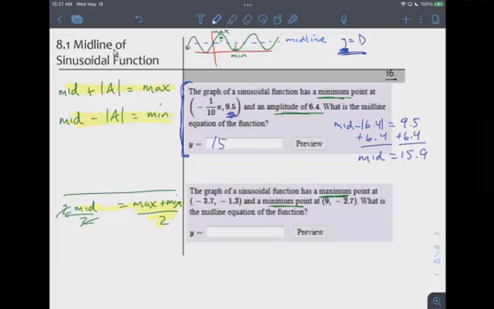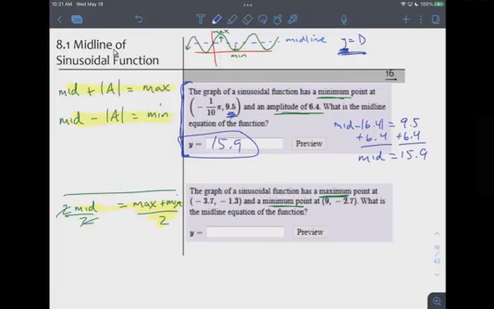And that is our equation: y equals 15.9. That's where the midline is going to be, and then the graph oscillates about that. So the max and mins are going to be 6.4 above or 6.4 below that given line.